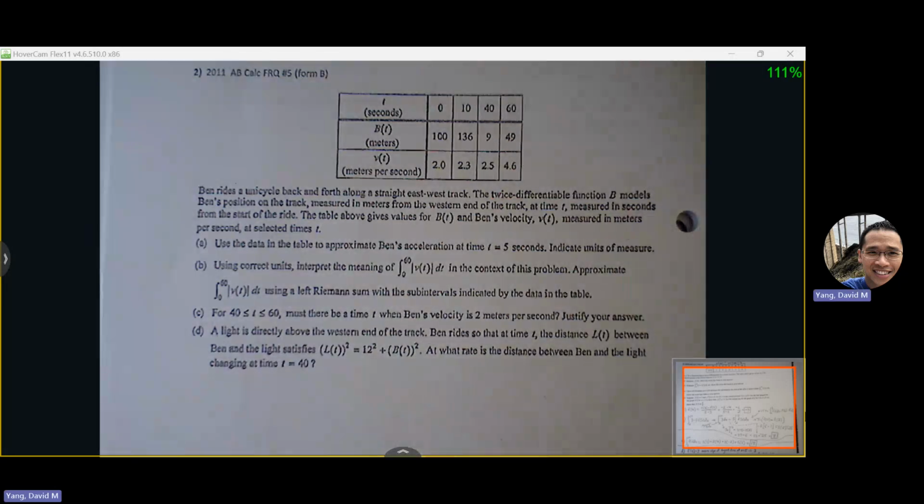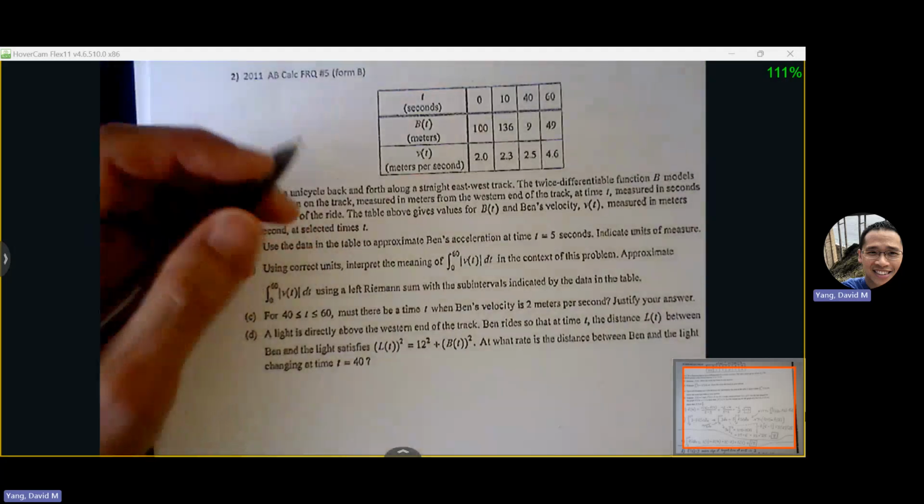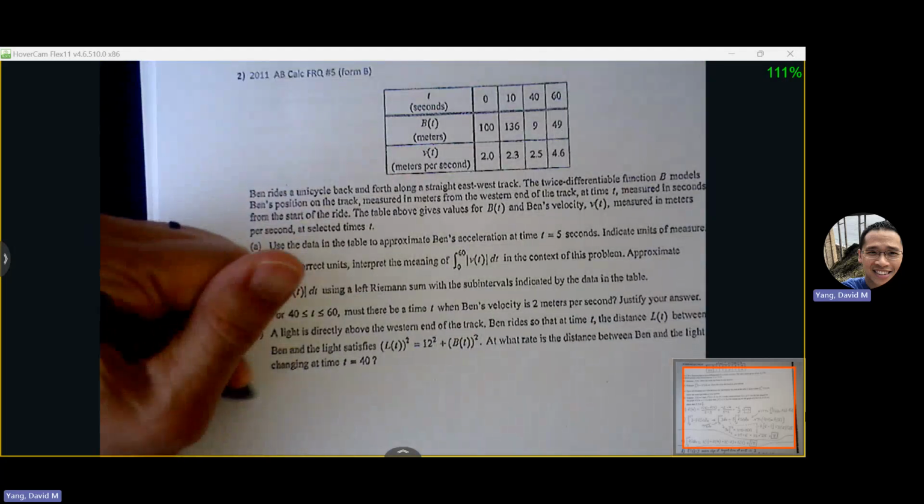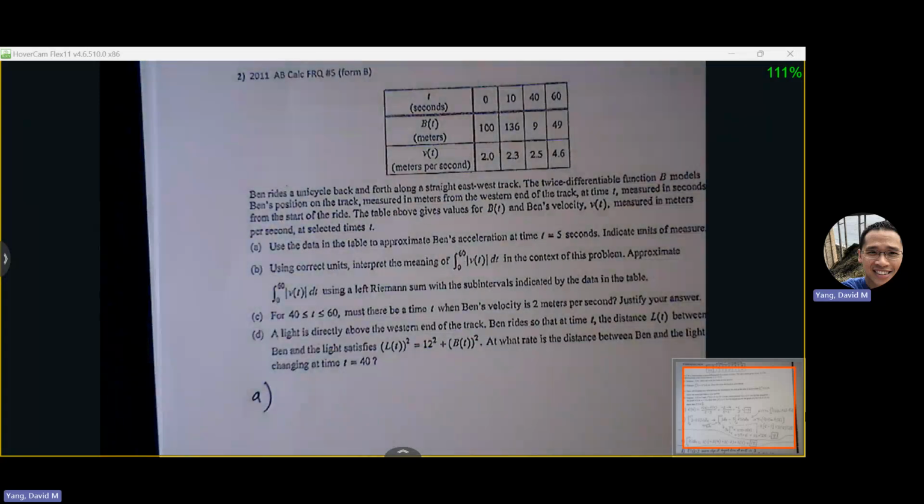Part A, use the data in the table to approximate Ben's acceleration at time t equals 5 seconds. So acceleration, we know, is the slope of velocity, so we can just go through our slope formula. Right? Change in velocity over change in time will give us meters per second squared.